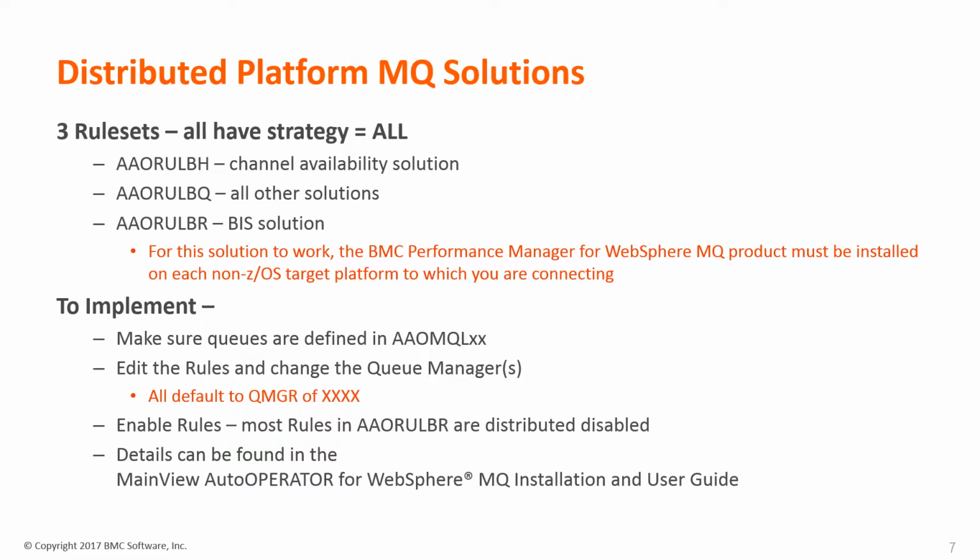To implement them, you need to make sure your queues are defined in UBB-PARM AAO MQL XX, and when you implement the rules, it's necessary to update the queue managers to the appropriate queue manager names. Most of the rules will be distributed disabled, so it'll be necessary to enable those rules. And if you want more information about the whole process, refer to the MainView AutoOperator WebSphere for MQ installation and user's guide.